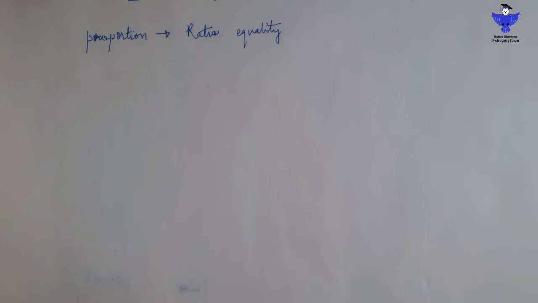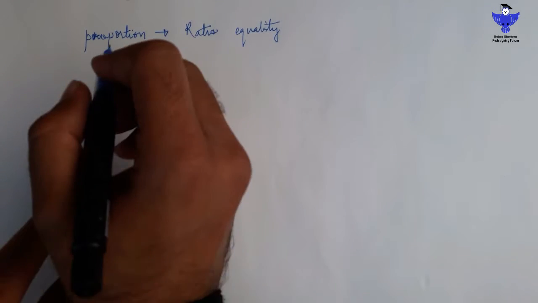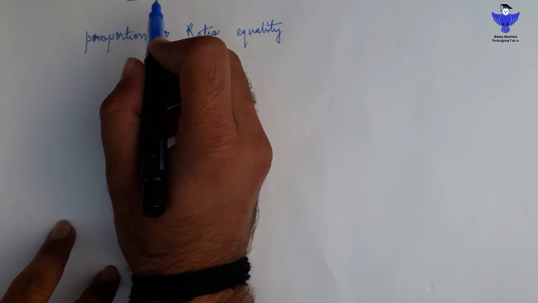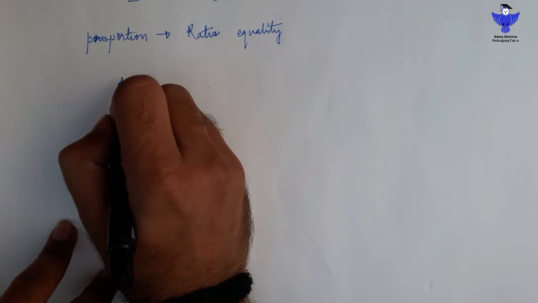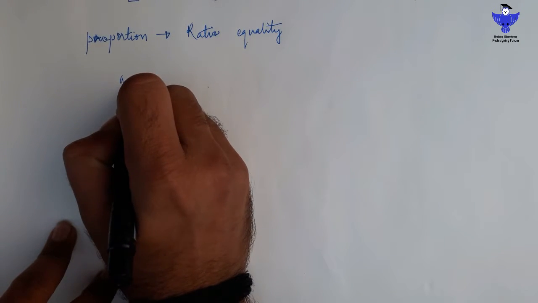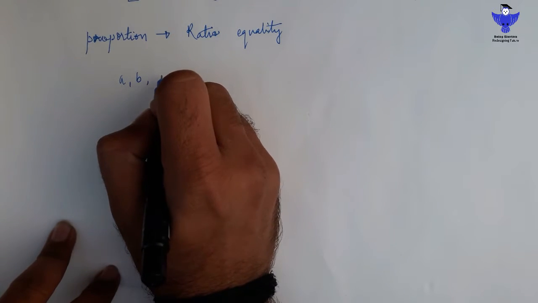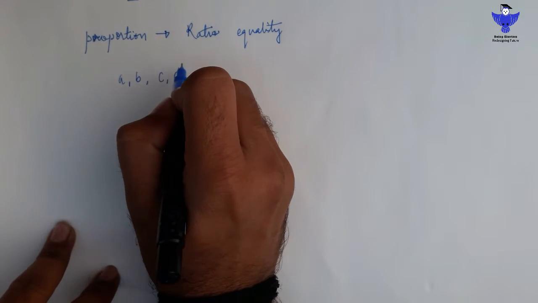So it also means that if these two ratios are in proportion, then A is the first proportion, B is the second proportion, C is the third proportion and D is the fourth proportion.